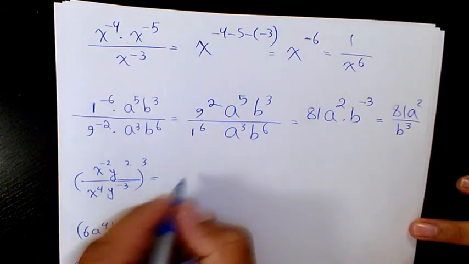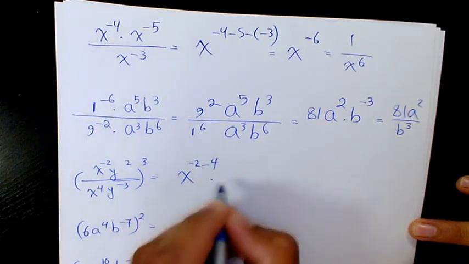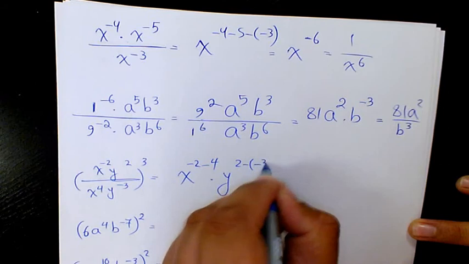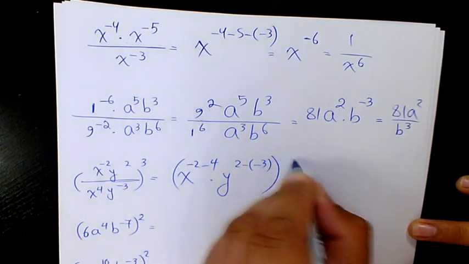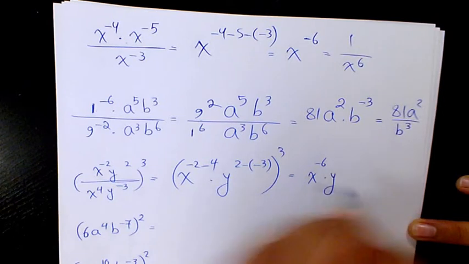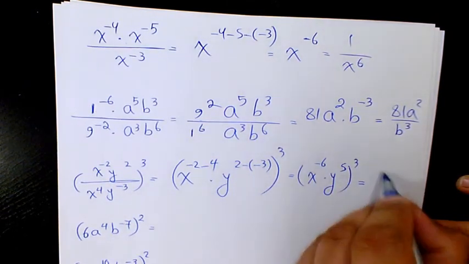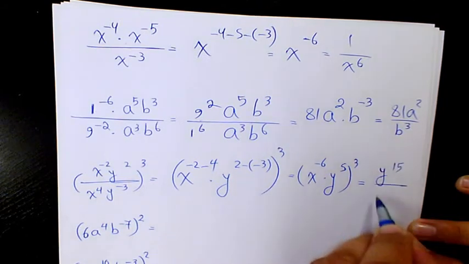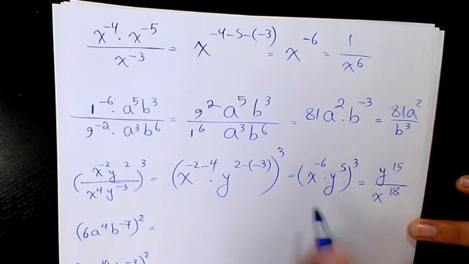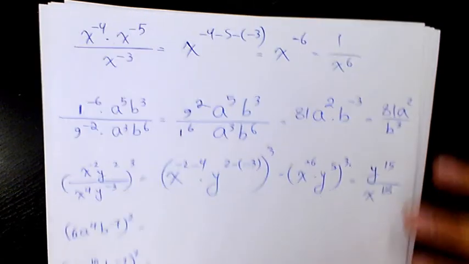Next one. X to the power of negative 2 minus 4. Y to the power of 2 minus negative 3, to the power of 3. So it's going to be x to the negative 6, y to the 5, to the power of 3. So it's going to be y to the power of 15 divided by x to the power of 18, because negative 6 times 3 is going to be negative 18, and I move it to the denominator, so the denominator is going to be positive.